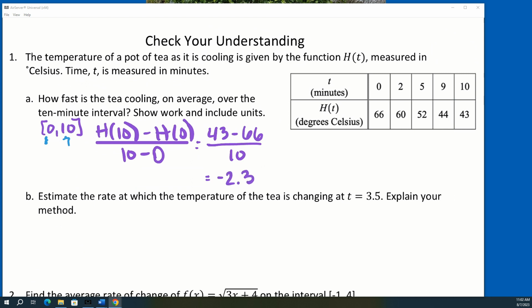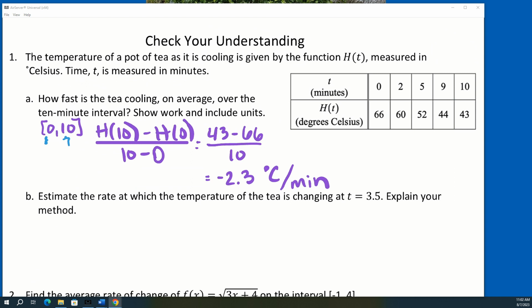And what are my units going to be? What did I subtract on the numerator? Celsius. It's going to be degrees Celsius per, and then in the denominator, I subtracted minutes. It's going to be minutes in the denominator. All right, so that's the average rate of change problem that you might see.